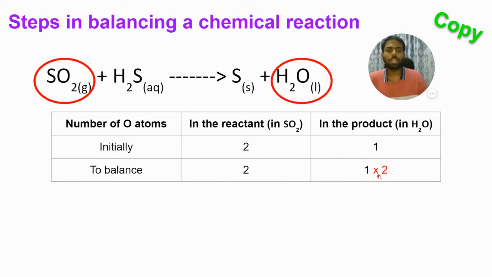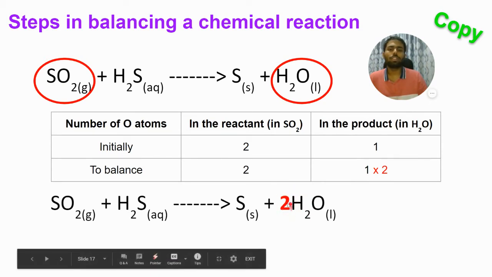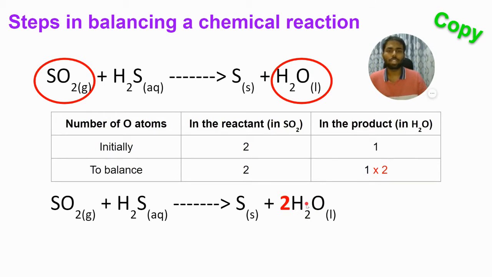अभी यहाँ पे 2 मल्टीप्लाई किया यानी क्या? I will have to have 2 molecules of H2O. सो H2O के पहले I will have to write 2. ओके, so I have written 2 before H2O. So H2O के दो मॉलिक्यूल्स होने चाहिए. ओके, now check whether the equation is balanced.